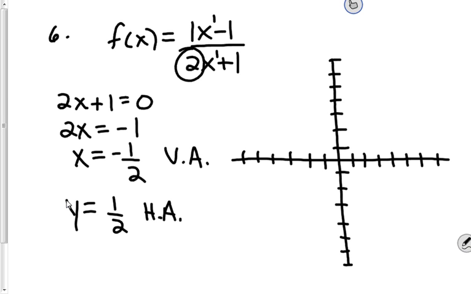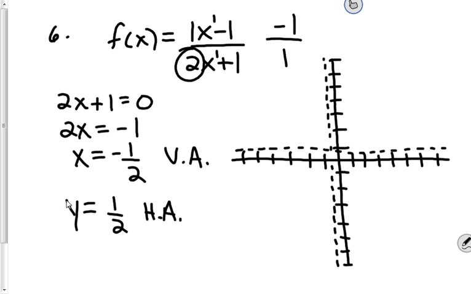Plot my vertical asymptote at x equals negative 1/2, and my horizontal asymptote at y equals 1/2. Now start to plot some points. Let's plug in 0 for x. Up top, we get negative 1. On the bottom, we get positive 1. So I have the point 0, negative 1, which is, I'm going to use a different color here, right there.